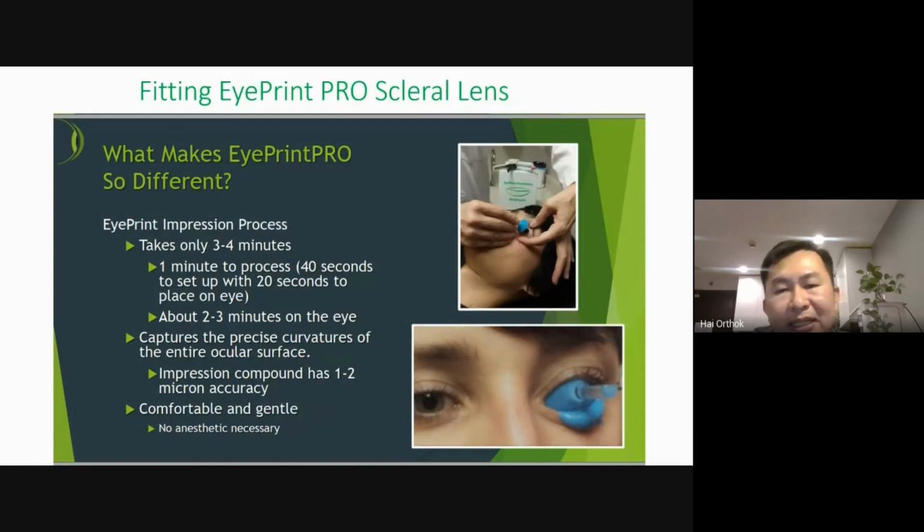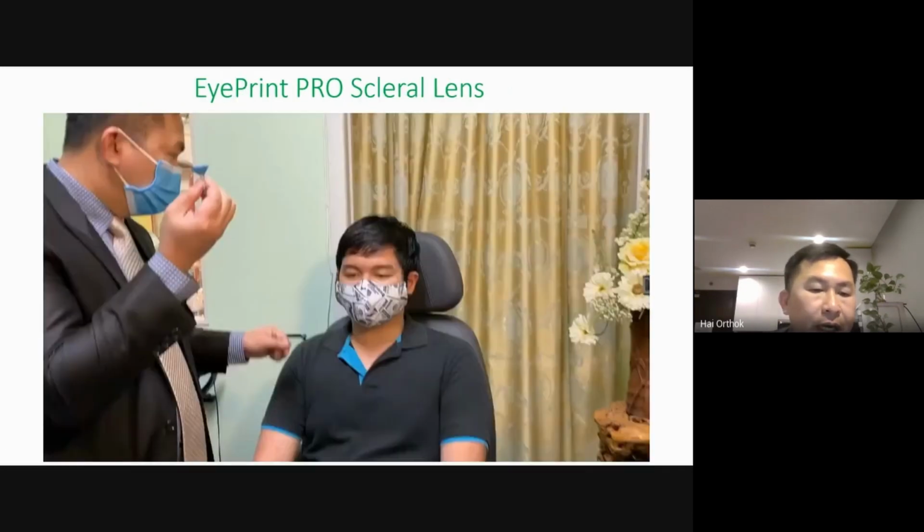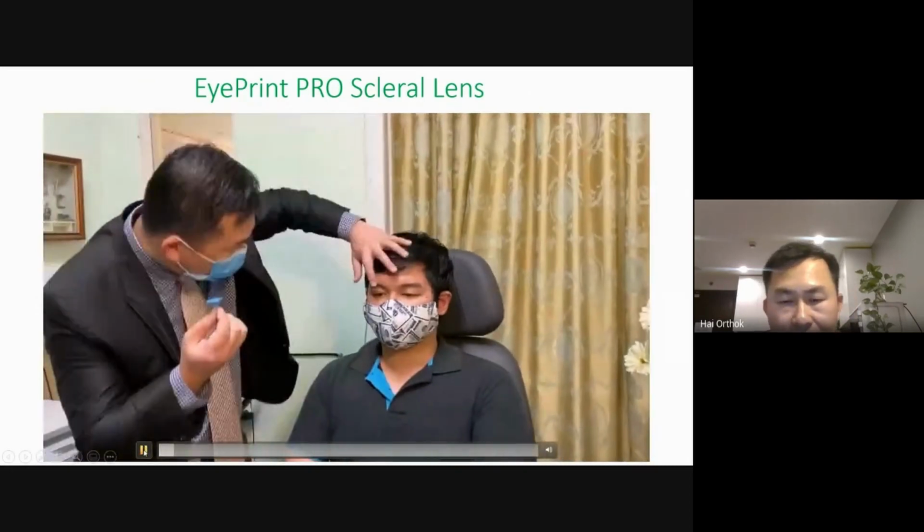And the process only takes about 3 to 4 minutes. It takes about 1 minute 40 seconds to set up, 20 seconds to place the compound on the eye, and then 2 or 3 minutes waiting for the compound to dry and remove it. And in the next video, you should be able to see it. 10 more seconds to go.